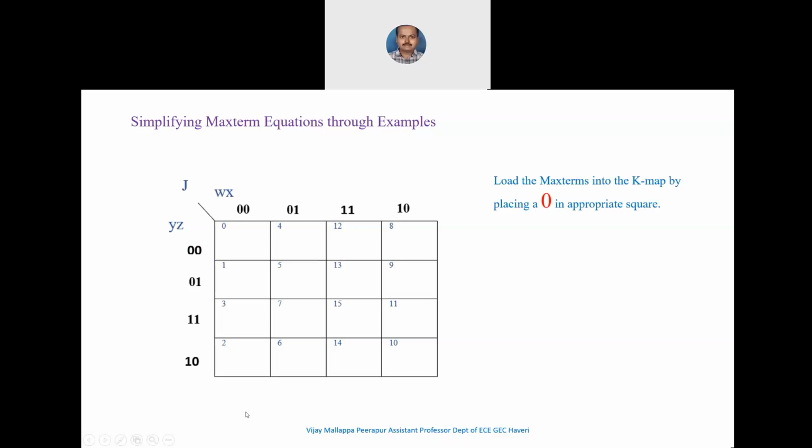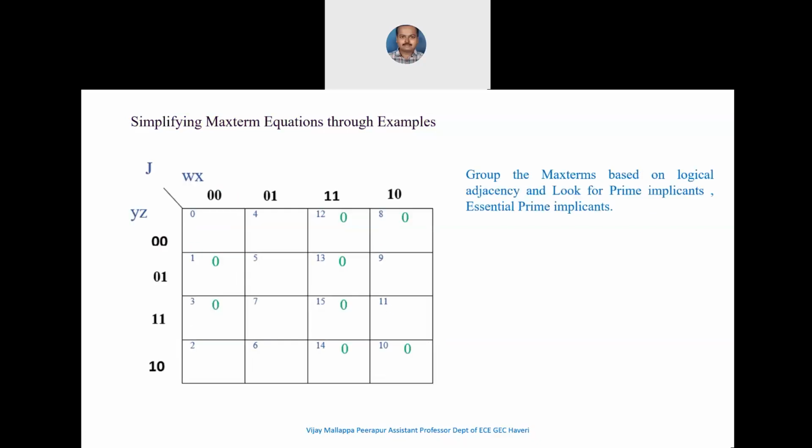The way we drew the K-map for the min terms, for the max terms everything is the same. The only difference you should remember is that for max terms we enter 0, for min terms we enter 1. The way we read the simplified expressions is different for min terms and max terms. Now load these values: 1, 3, 10, 12, 13, 15, 14.